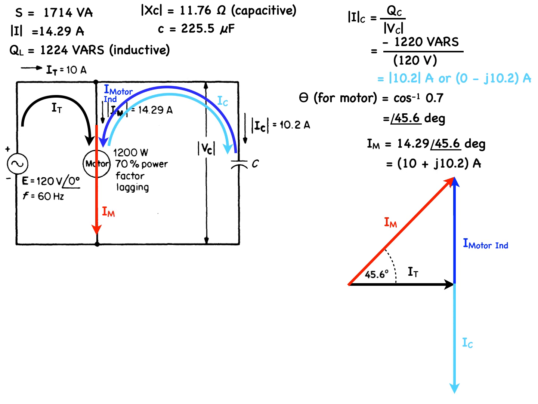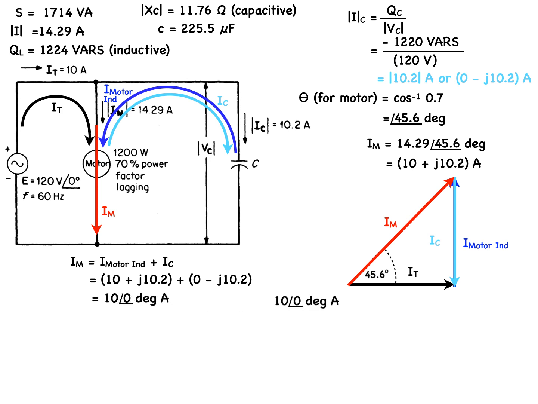Clearly, the reactive part of the motor current is made up of the sum of the motor inductance current plus the capacitor current. That equals 10 plus J 10.2 plus the quantity 0 minus J 10.2, which equals 10 at 0 degree amps, 100% power factor.